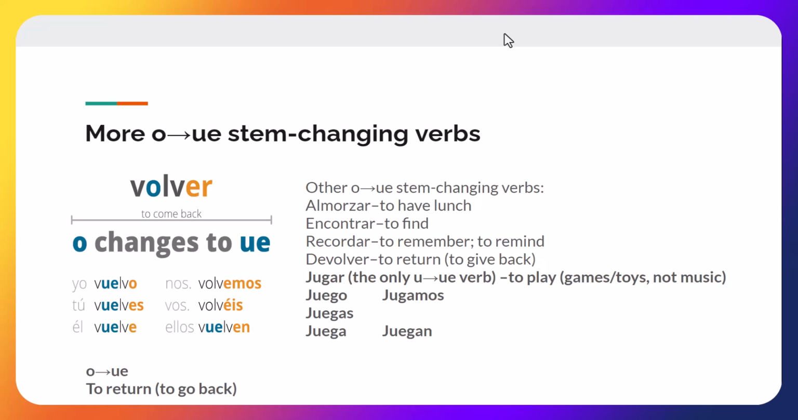All right, the O changes to UE then for the stem changes. So what do we do with volver? You say it after me. We make it vuelvo, vuelves, vuelve, volvemos, vuelven. Your turn.